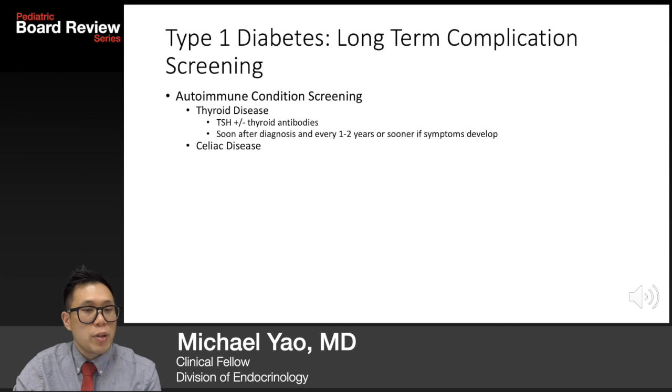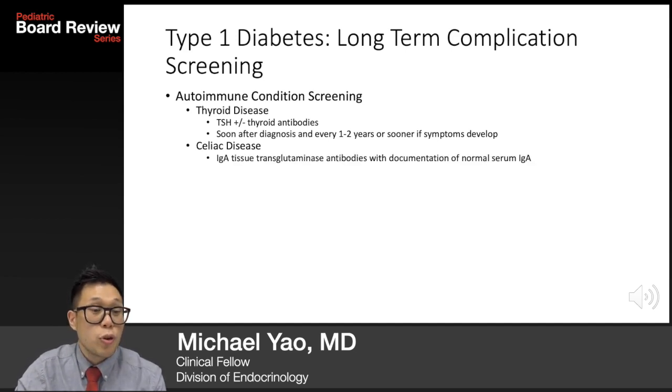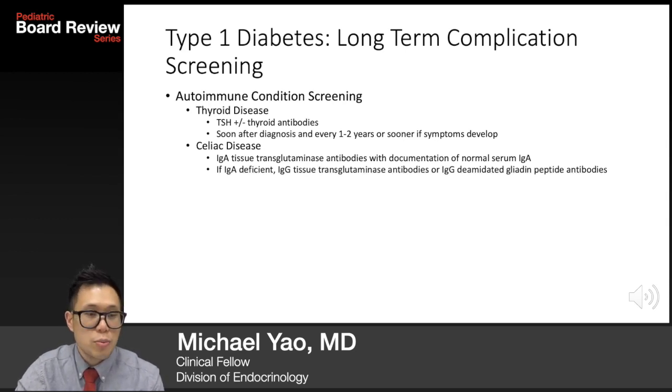So about long-term complications with type 1 diabetes regarding screening. We talked about how you want to do autoimmune condition screening. You screen for thyroid disease, and that is done with a TSH plus or minus thyroid antibodies. Screening is soon after diagnosis and can be done every 1 to 2 years or sooner if symptoms develop.